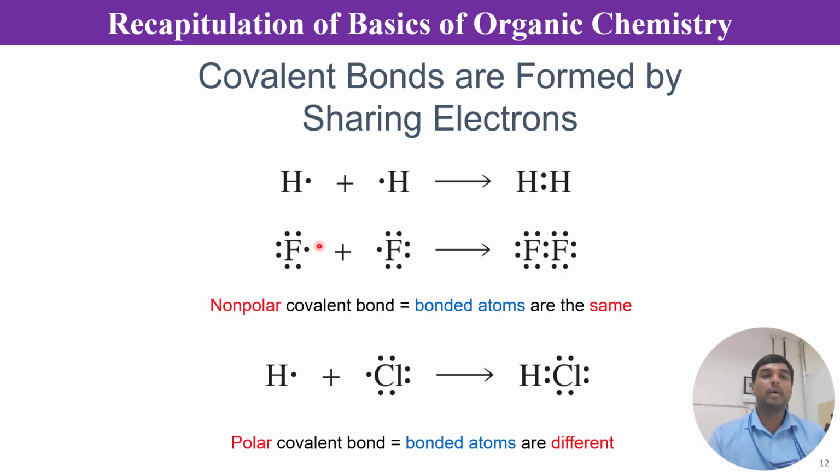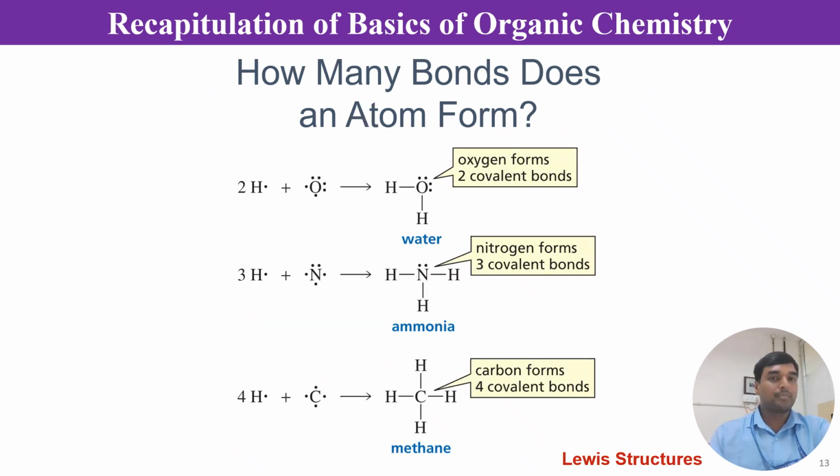Similarly, two fluorine atoms, each having one additional unpaired electron, can form a bond. Or if we consider hydrogen chloride, hydrogen shares one electron, chlorine shares another electron, and they form the covalent bond, the HCl bond.